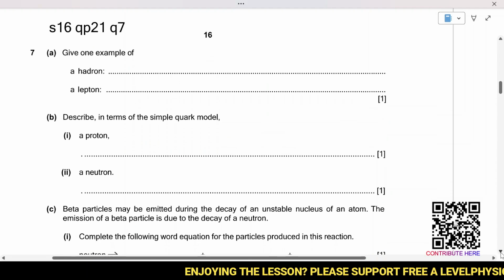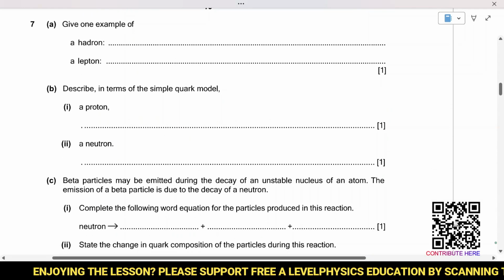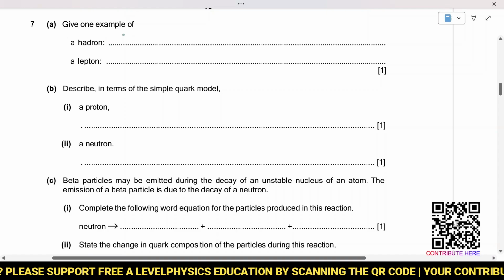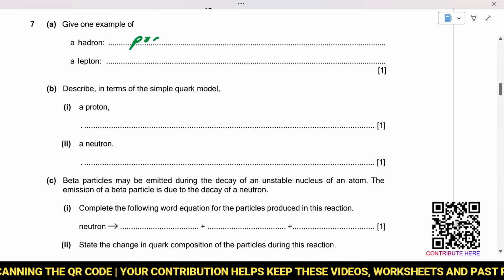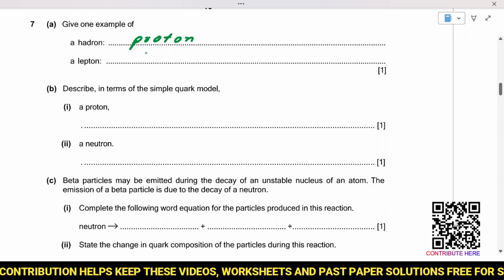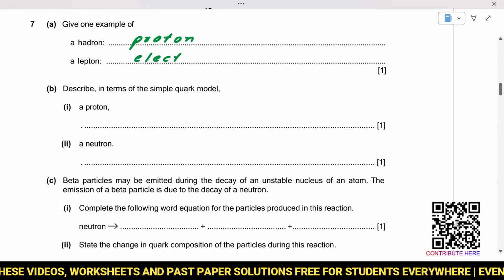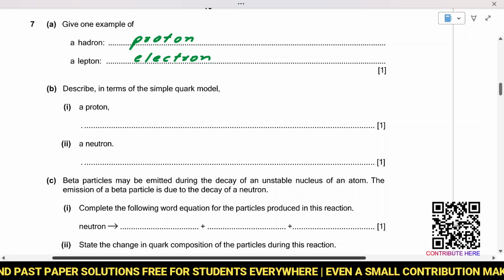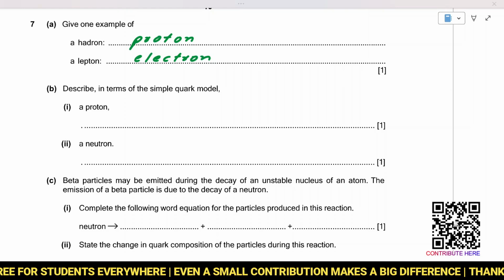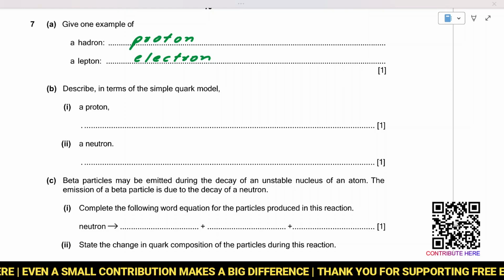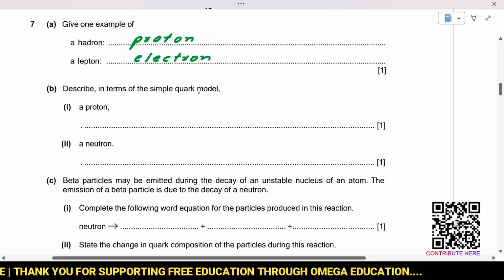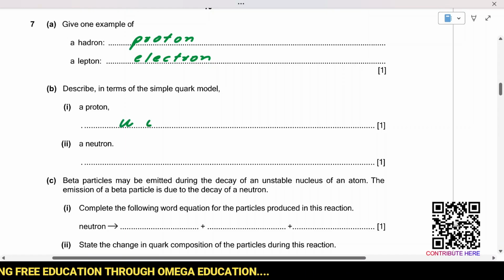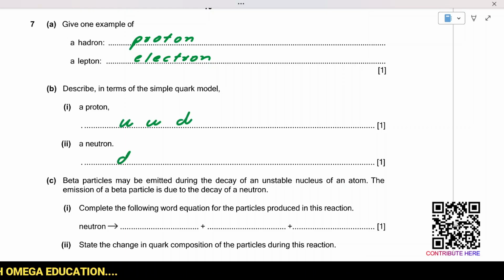Okay, let's take a look at the next one. Give one example of a hadron. Hadron is something which is made up of 3 quarks, for example proton. A lepton is something which cannot be further divided, for example electron. Describe in terms of simple quark model a proton: up, up, down. Neutron: down, down, up.